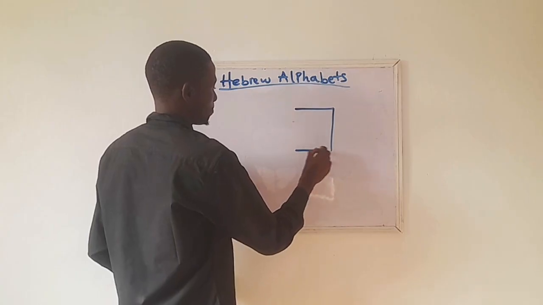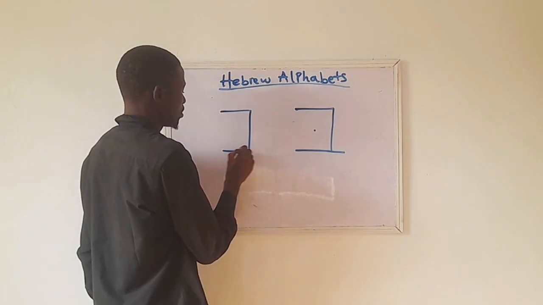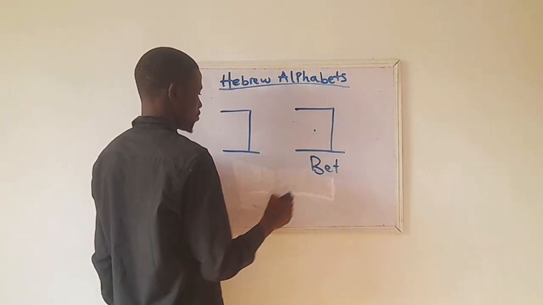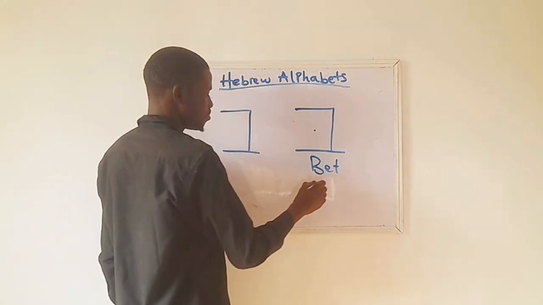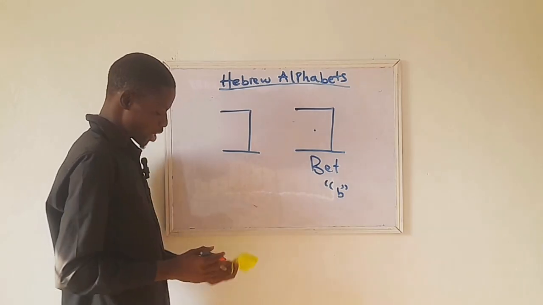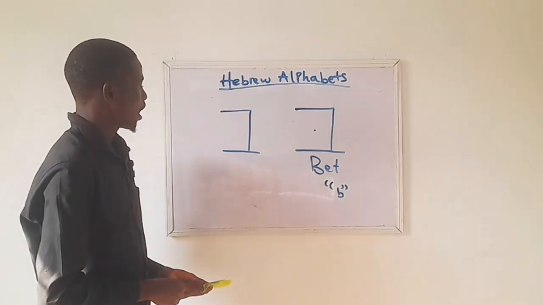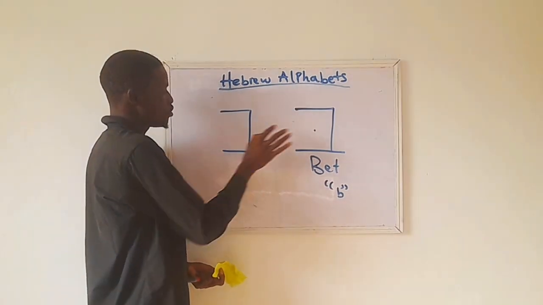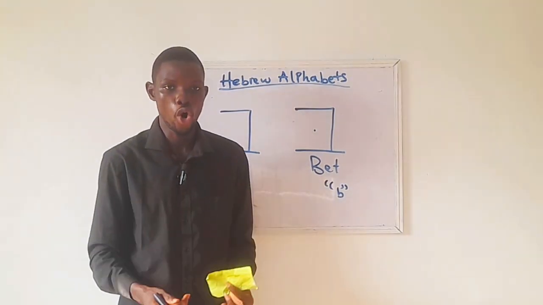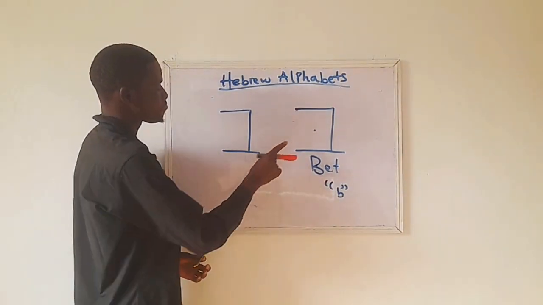Bet. The English equivalent of Bet is B. Now you might be surprised that I've written it twice. You realize that this one has a dot in the middle and this one does not have a dot in the middle. That's the reason why I said you should watch the video on the types of letters. You will understand much better there. But I'm going to explain.